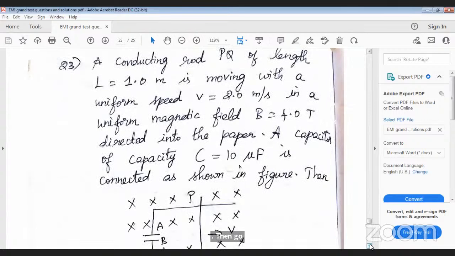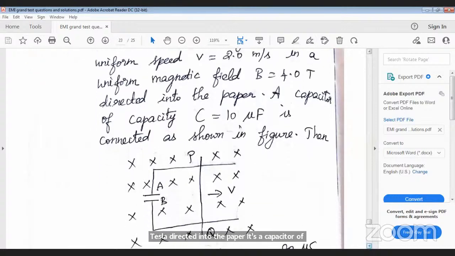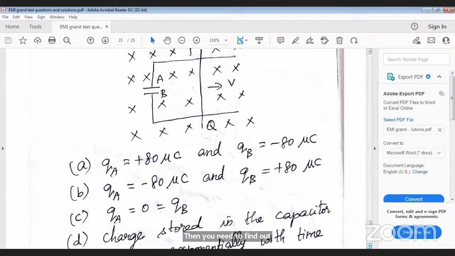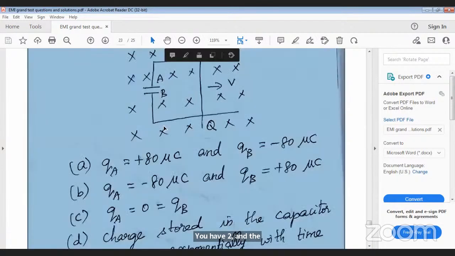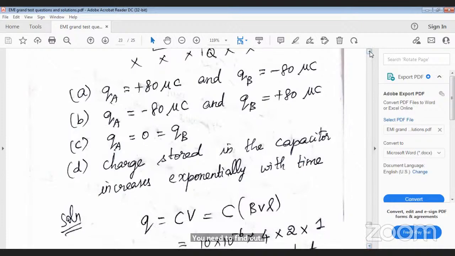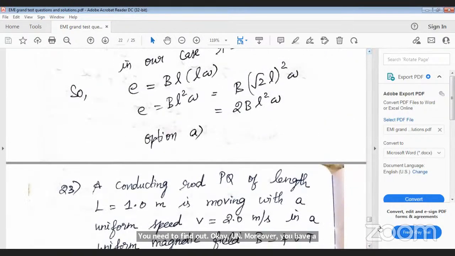Then question number 23. A conducting rod PQ of length L equal to 1 meter is moving with a uniform speed V equal to 2.0 meter per second in a uniform magnetic field B equal to 4.0 Tesla directed into the paper. A capacitor of capacity C equal to 10 microfarad is connected as shown in the figure. Then you need to find out the charge value QA and QB. Here you have plate A and plate B, and you need to find the charge on each. Moreover, you have other options as well, like QA equal to 0 equal to QB.